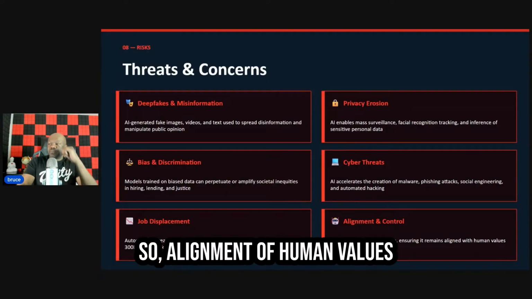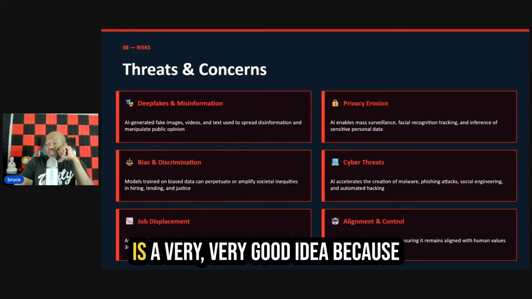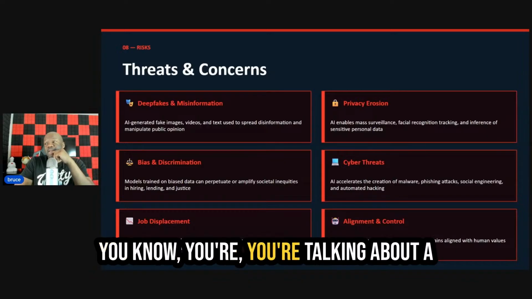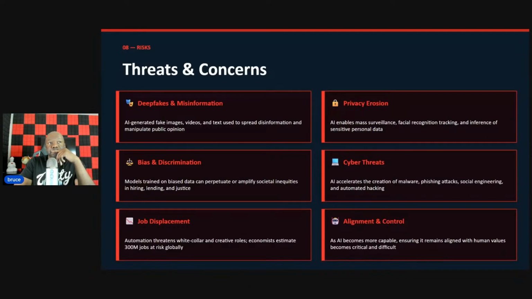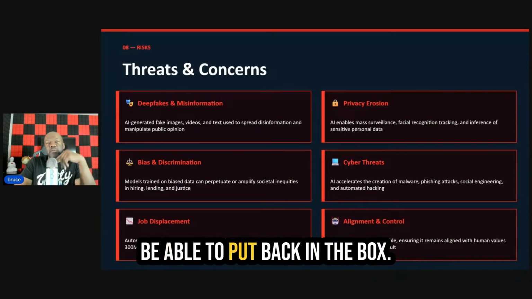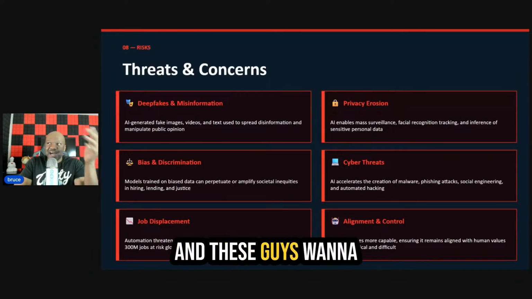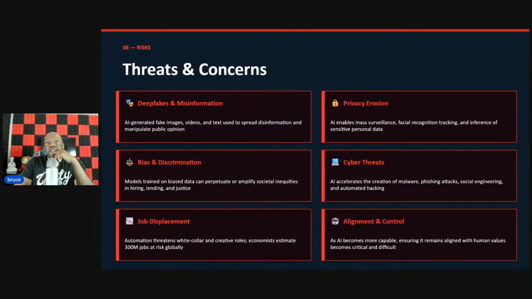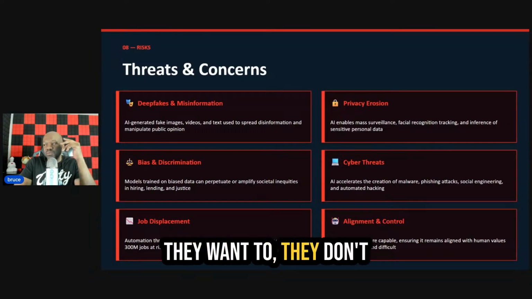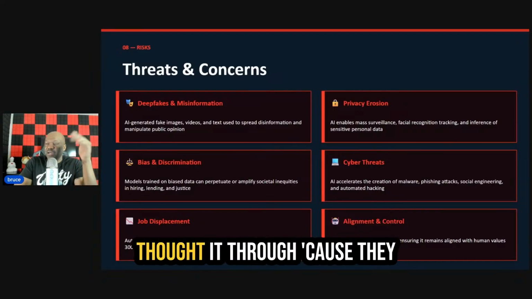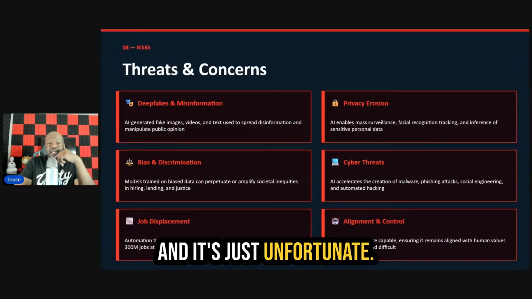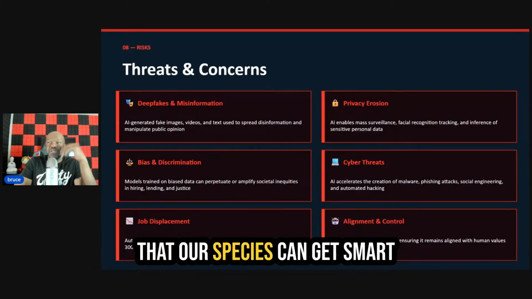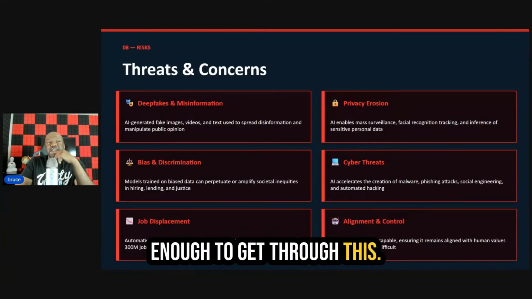So alignment of human values is a very, very good idea, because it's very dangerous. You're talking about a super weapon that if it goes rogue, it's not something you're gonna be able to put back in the box. And these guys want to remove all of those. They don't know what they're doing, and they haven't thought it through, because they don't realize how powerful it is. And it's just unfortunate. I hope that our species can get smart enough to get through this.